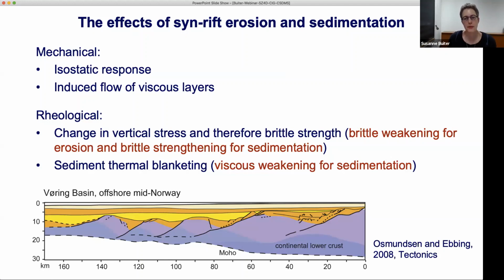But there is an opposite effect, and that is that if your sediments have a lower thermal conductivity, they can trap heat in the part below, because the heat cannot conduct away so fast. That means that materials below can stay warm, and they will stay weak in a viscous sense. And I will go a bit deeper in these 2 points on the effects of surface processes on rheology in an extensional system.